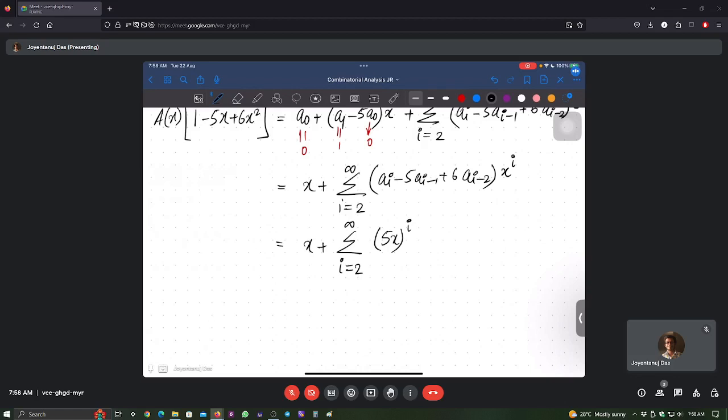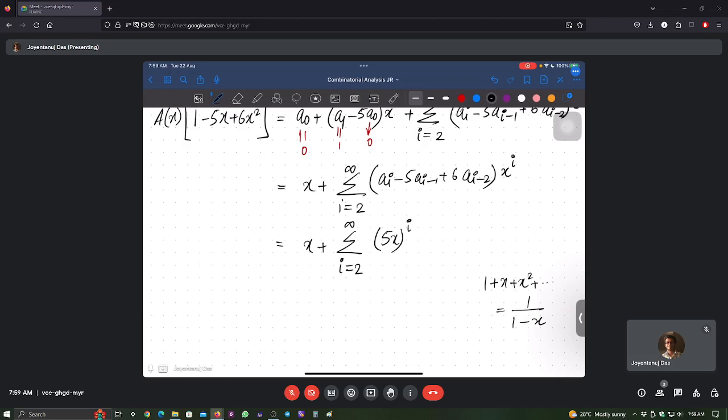But the thing is, it is not starting from 1. What we have is 1 plus x plus x square up to infinity. If I have that, I can write it as 1 by 1 minus x, right? But actually it is starting from 2, meaning it's starting from x square. So how to adjust that? We can just subtract 1 and subtract x.